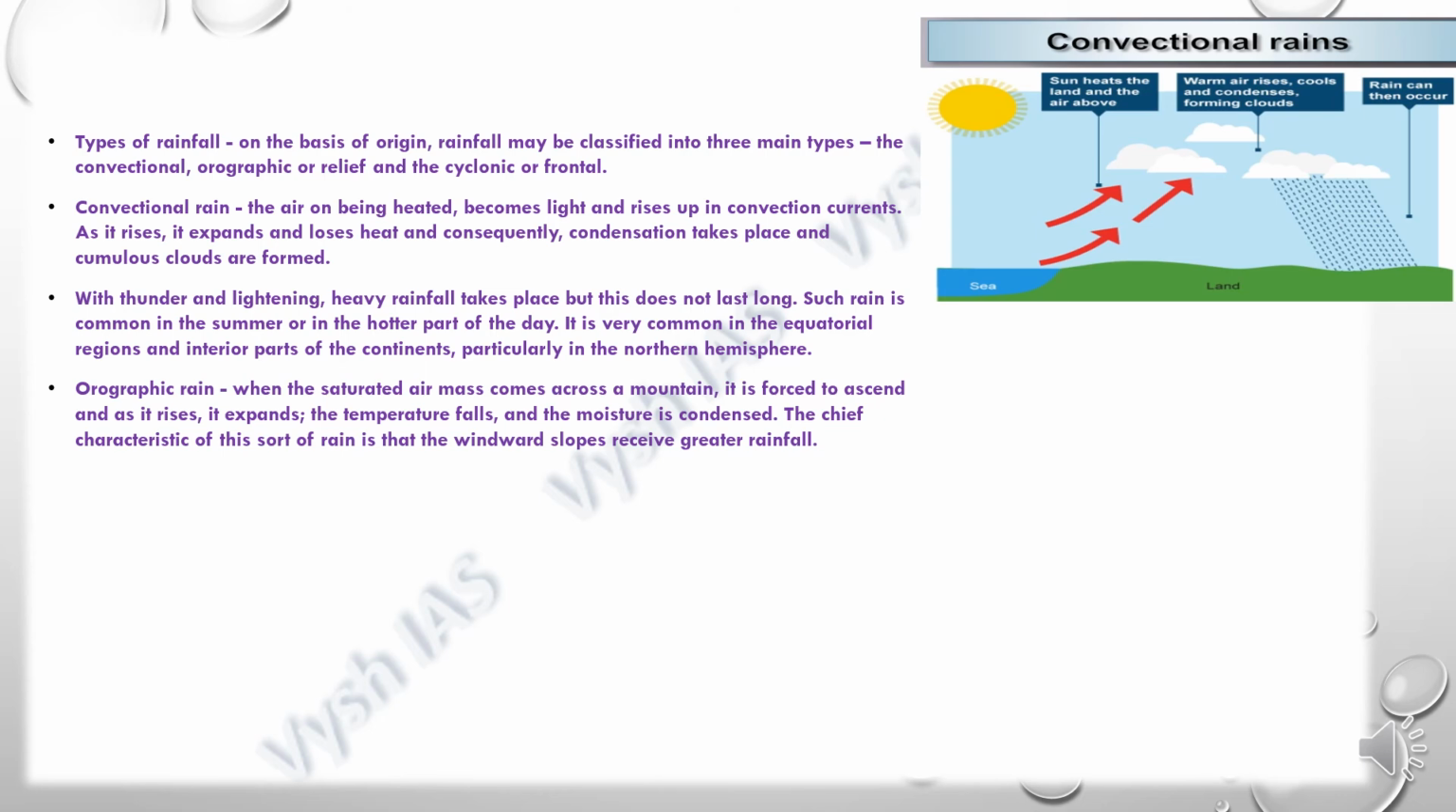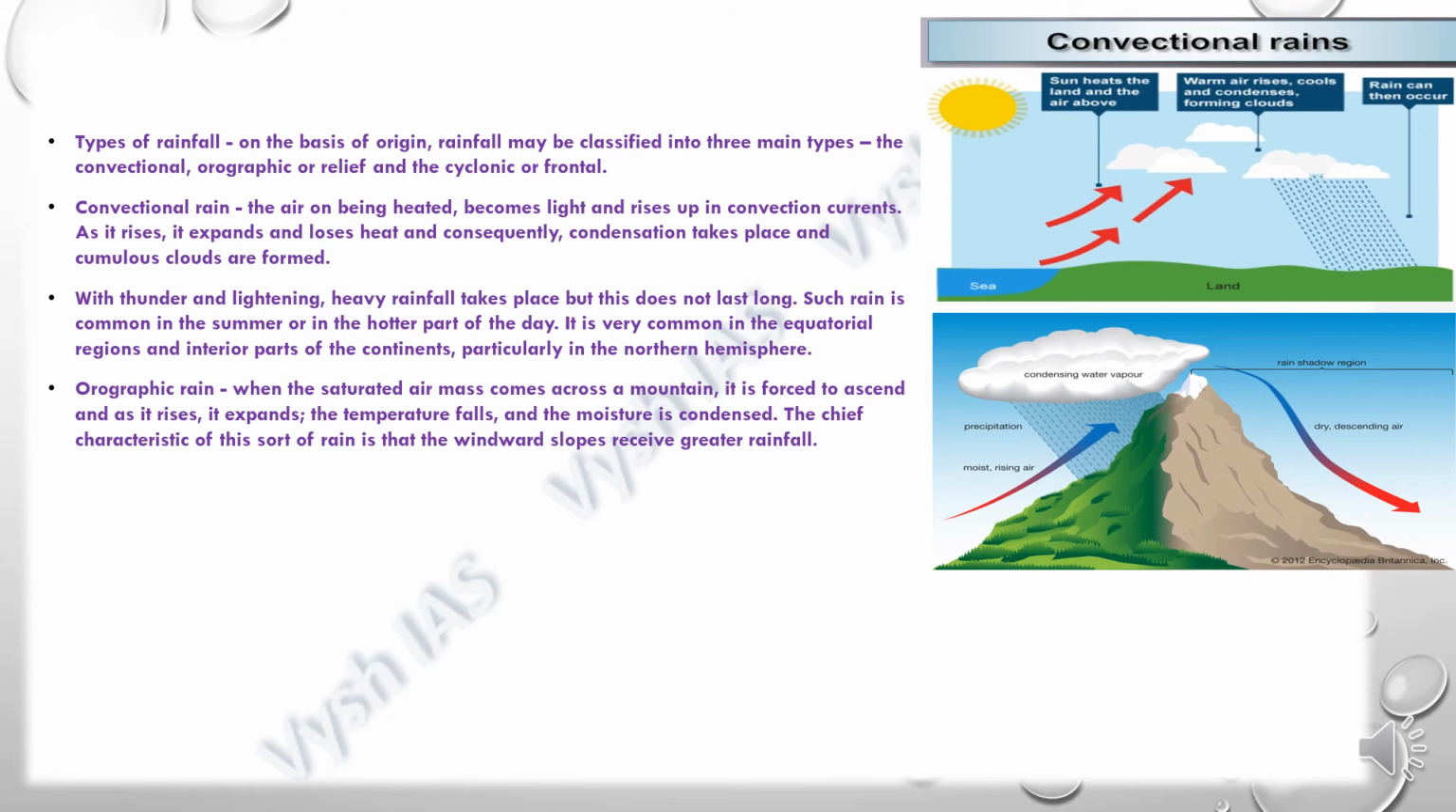As we saw in the case of Western Ghats and Eastern Ghats, the windward side will receive a lot of rainfall, but the interior of Western Ghats and Eastern Ghats, or the leeward side, the rain shadow area, won't receive rainfall, or it will receive very little rainfall.